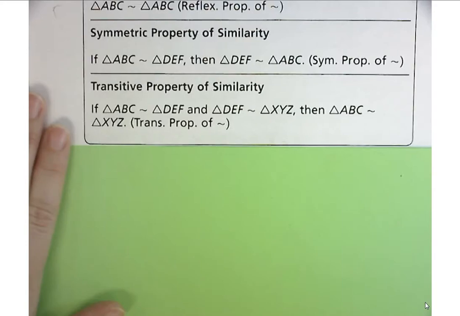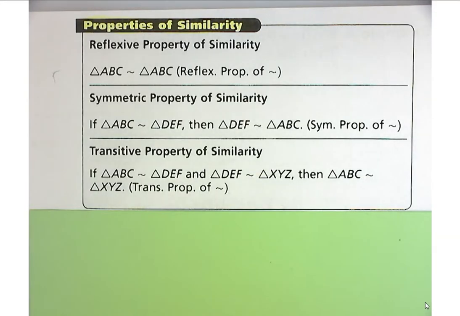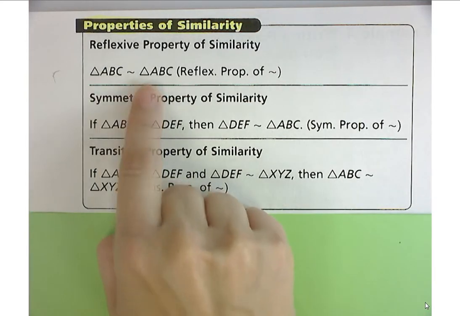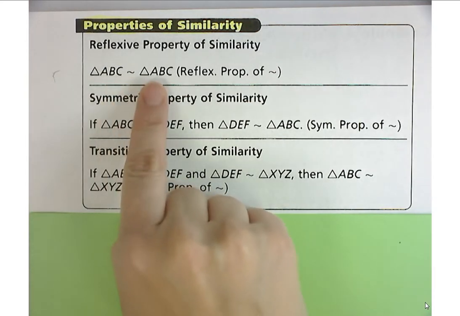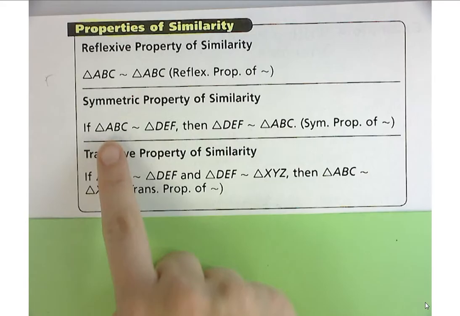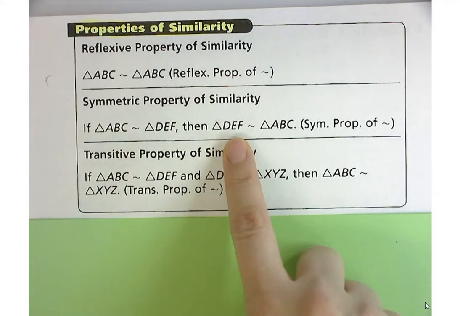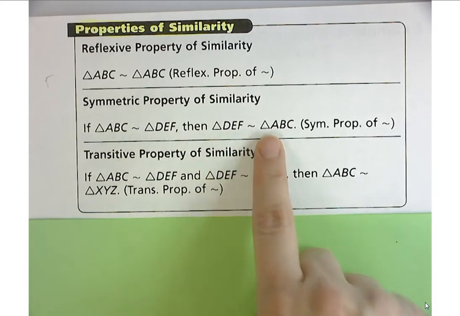All right, so then we have some properties of similarity. So there's the reflexive property of similarity. These two triangles are similar to each other. A triangle is similar to itself. The symmetric property: if you know that triangle ABC is similar to DEF, then we also know that triangle DEF is similar to ABC.